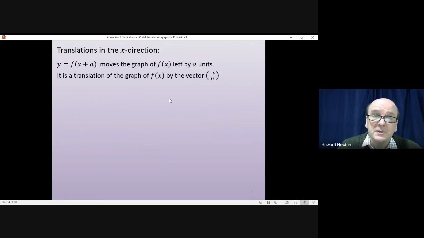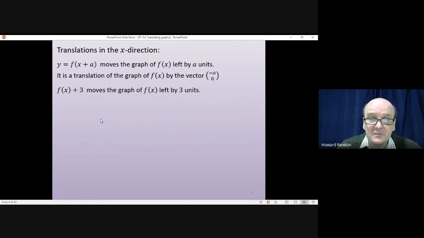So that's important. When you adjust the y value, if you add a, you get plus a in the vector. But when you adjust the x value, if you have plus a here, then you have minus a as the vector. It moves in the opposite direction from what you would expect. So, for example, if you had f of x plus 3, it actually moves the graph of f of x backwards, left by 3 units. It's a translation of the graph by the vector minus 3, 0, not plus 3.